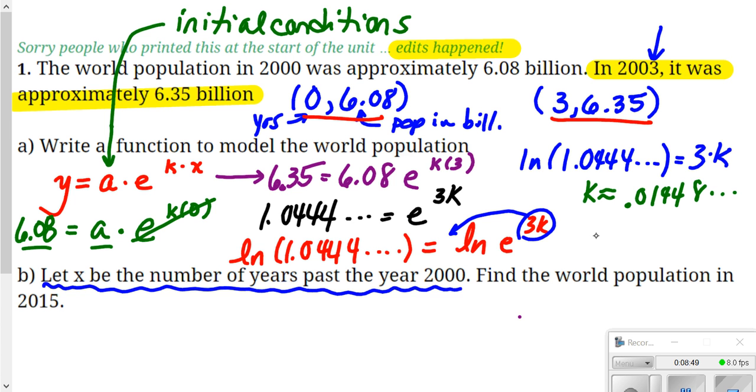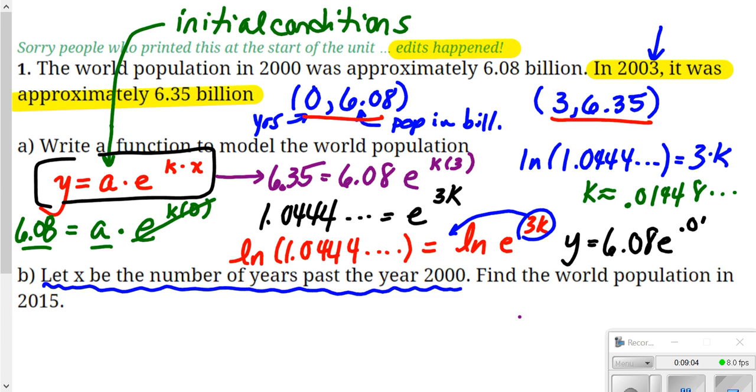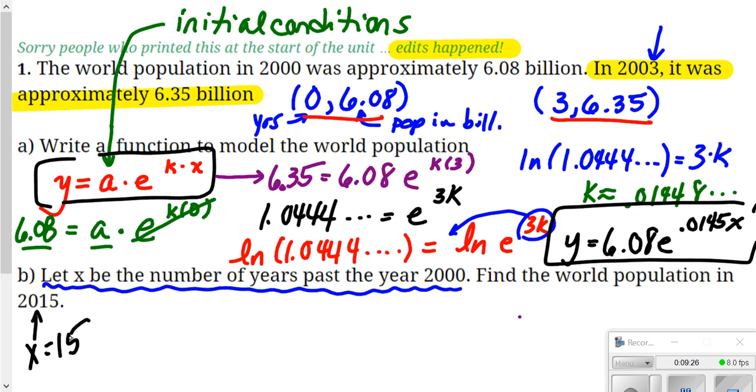So my model is y. I'm going back now, my eyes are looking at this red, and I'm filling in the blanks. Y equals 6.08 e to the 0.0145, let's say, x. Okay, so that is my equation that I could use as a model. And then part B said find the population in the year 2015. Remember that we are measuring time starting in the year 2000. So this is as if I'm saying x equals 15.